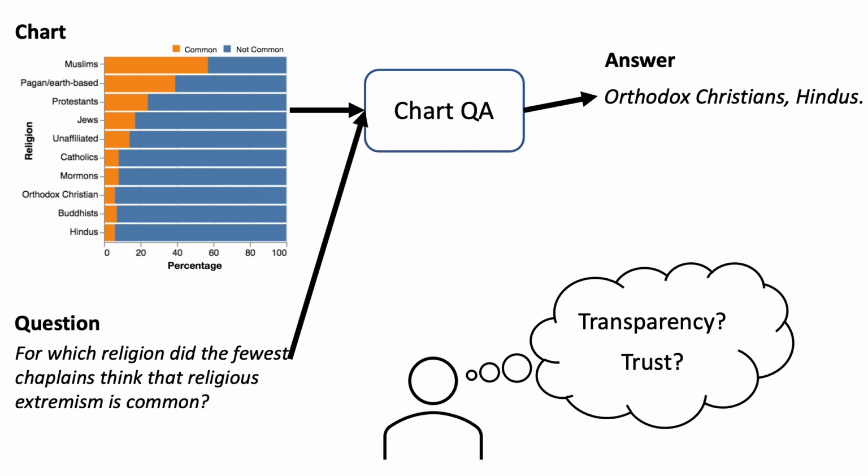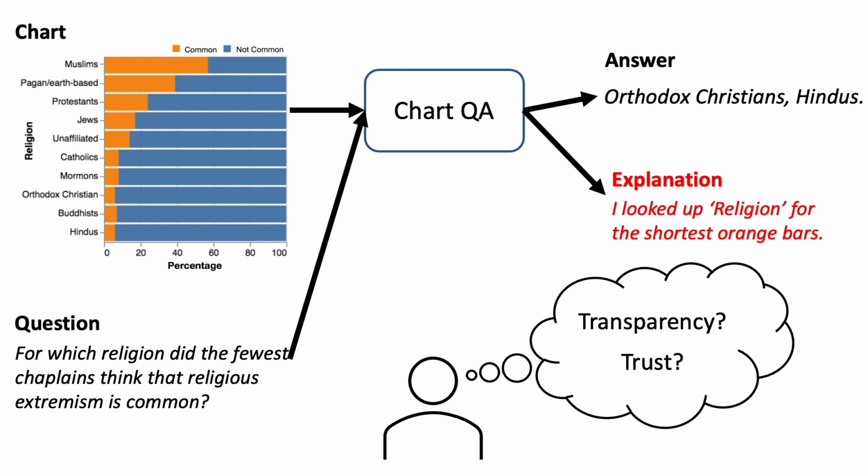At the same time, chart question answering is a field of active research with much room for improvement. So if the user cannot easily verify the correctness of the answers, it would be difficult for the users to trust the system. Pairing answers with explanations of how the system computed the answers is a way to address the issues around transparency and trust.